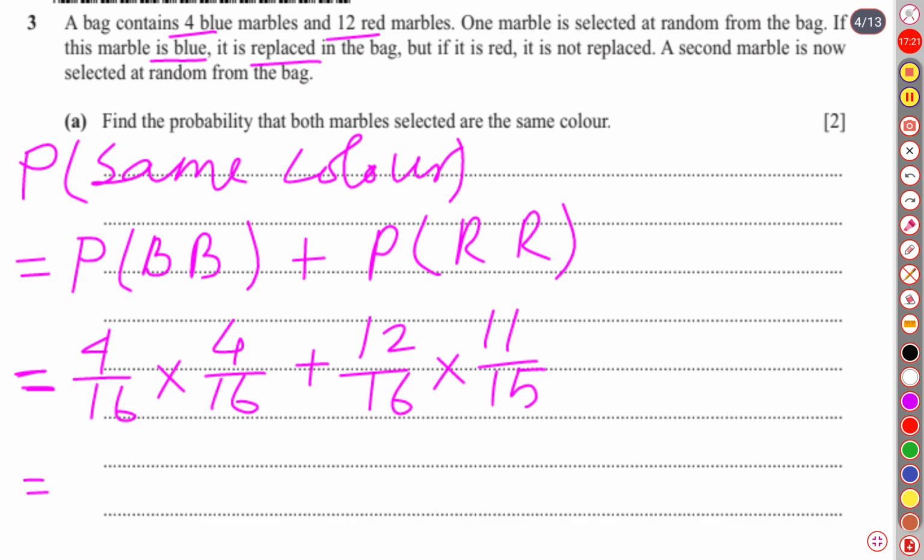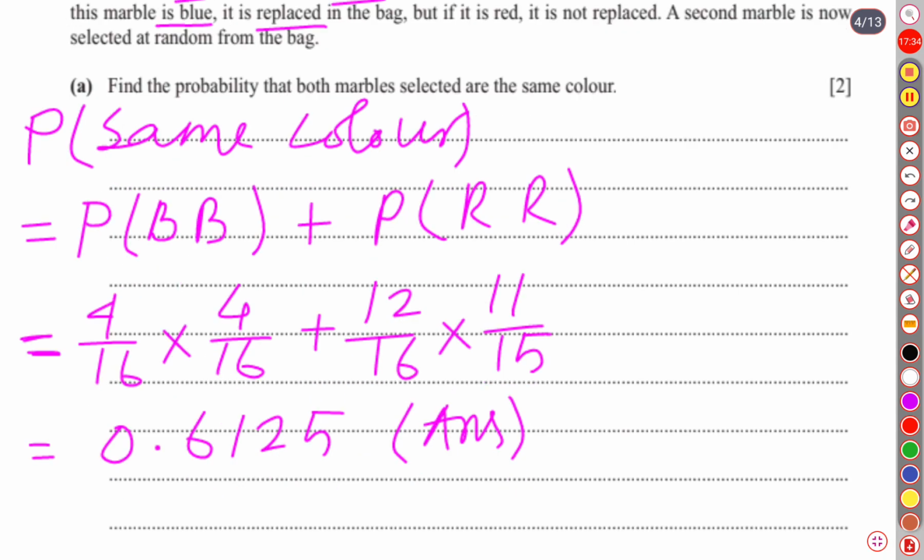So finally our probability is going to be 0.6125. If you wish, you can convert it into three significant figures as 0.613. Let's move on to the next question.